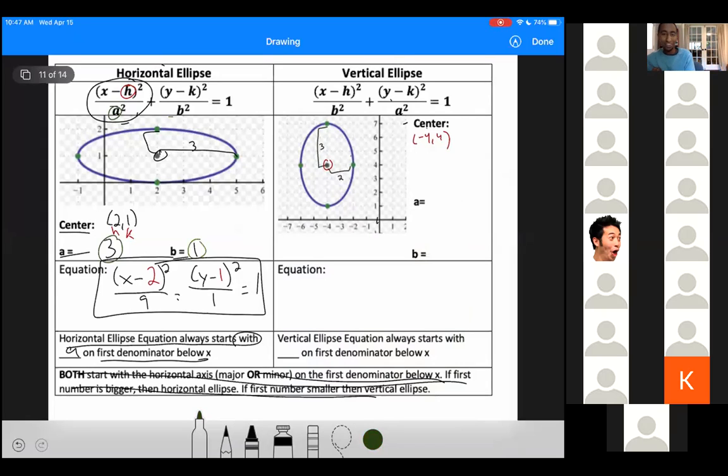Zane is trying to come in. I don't know if y'all can see it. So the A is 3. Come on, buddy. The B is 2.